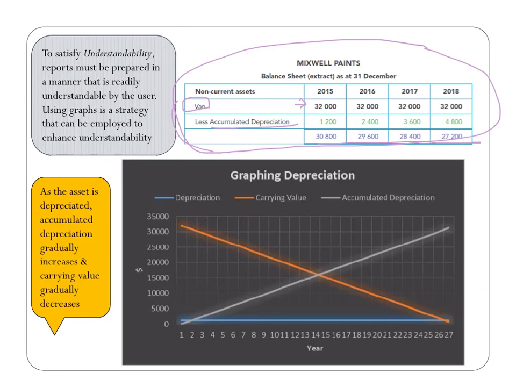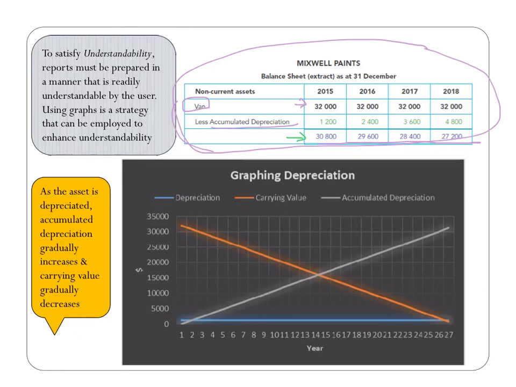We can represent this scenario using a graph, a graphical depiction of depreciation. Using straight line depreciation, the orange line is the carrying value, which will decrease over the years. The gray line is accumulated depreciation, which is going to increase throughout the years. And the blue line, which represents the depreciation expense, is a fixed amount because we are using the straight line depreciation method, so the depreciation expense each year remains constant.